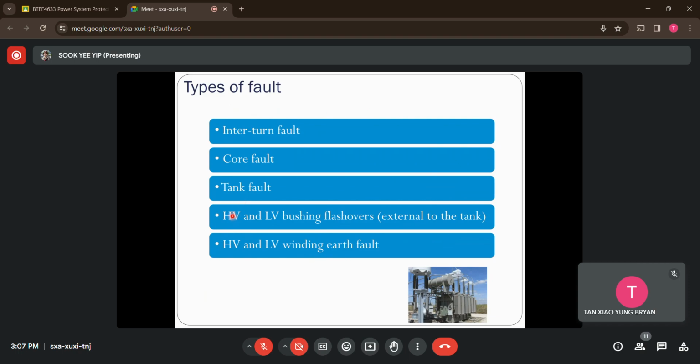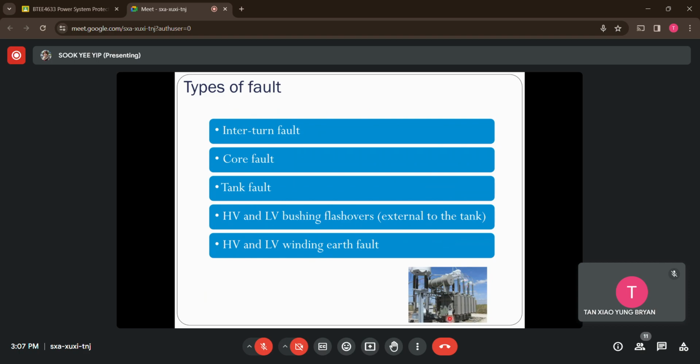Next, we have high voltage and low voltage bushing flashover, which occurs externally, outside the transformer. For example, this is the bushing of the transformer. We might have a lightning strike causing damage to this bushing here. So that's how we have these situations.